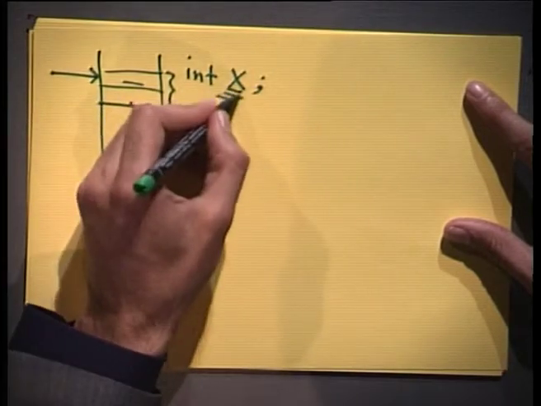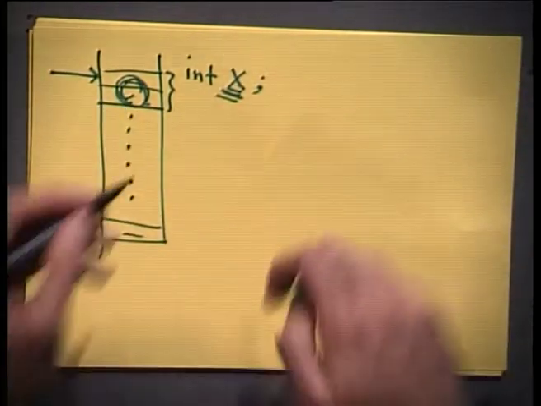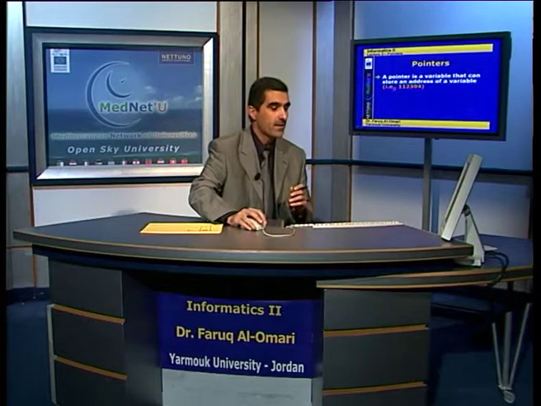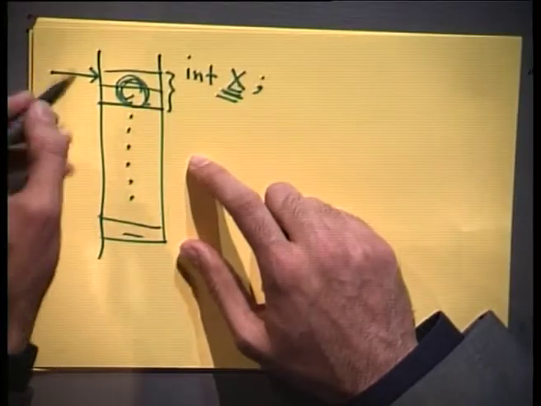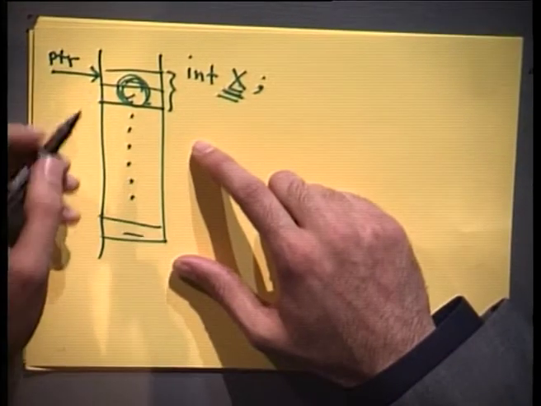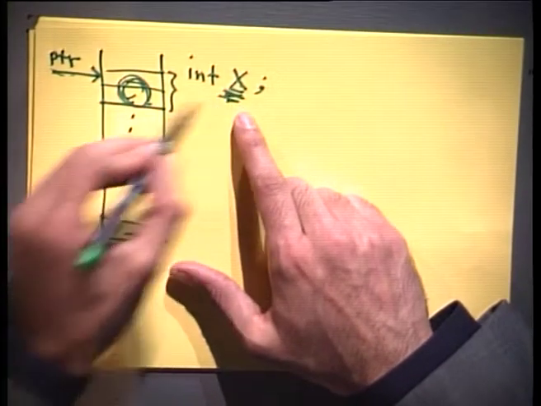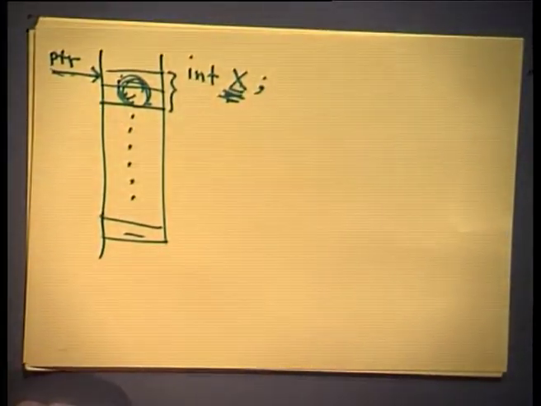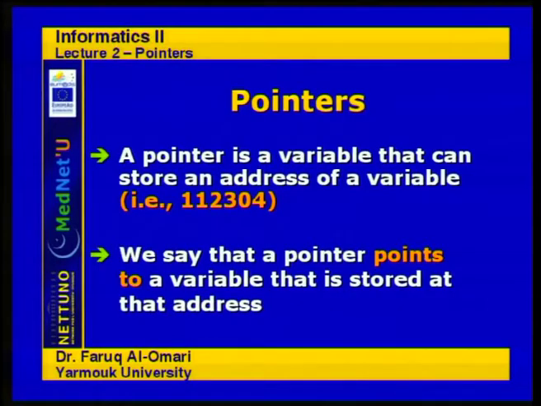However, when I say x, x refers actually to the actual content in here. So the 112304, if I go back, is not the value of x, but rather it's the pointer or the address where x is going to be stored. So going back here, that's where the pointer is, PTR I'm going to call it. Okay? So PTR is an address or a pointer that points to the location where x is going to be stored in here. So we say that a pointer points to a variable that's stored at that particular address.